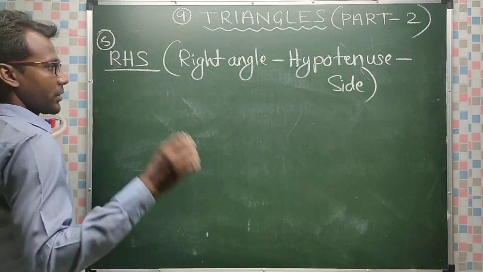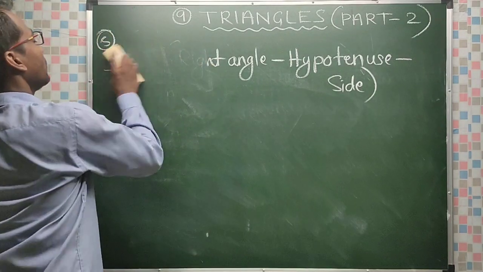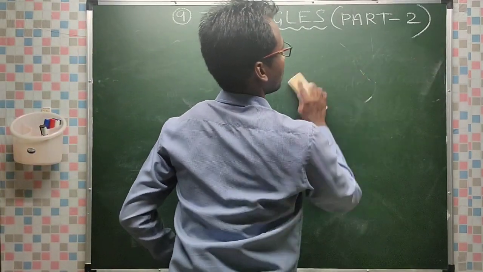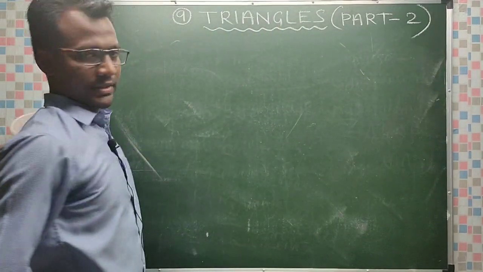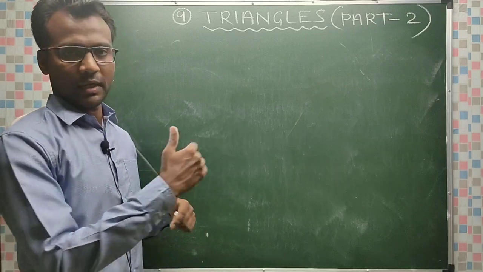So let us take two right triangles. Since I have a very small board, I am erasing again and again.